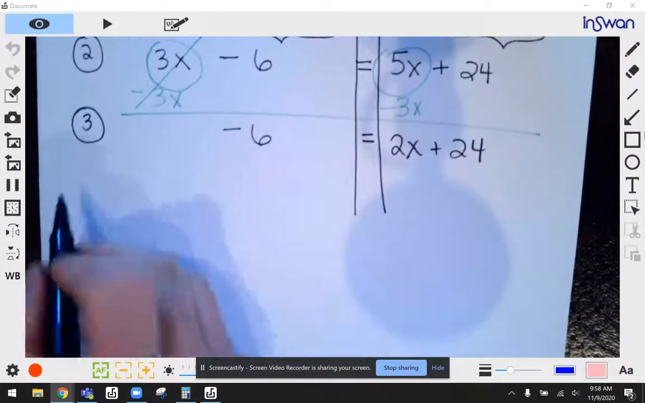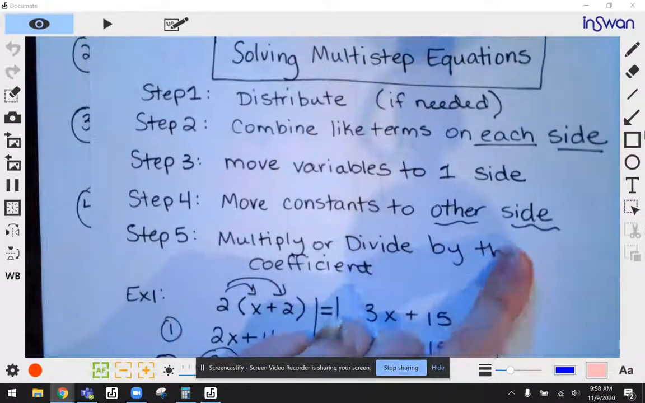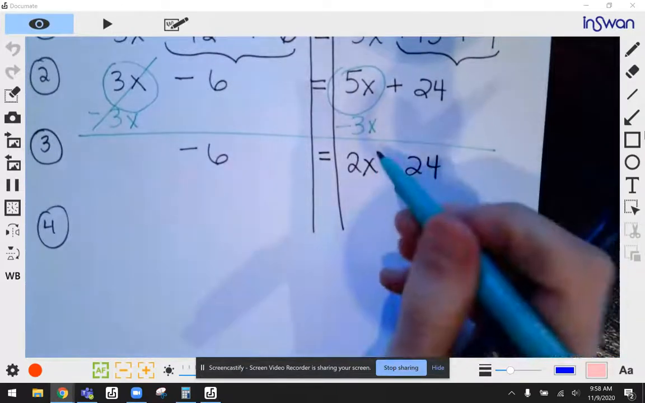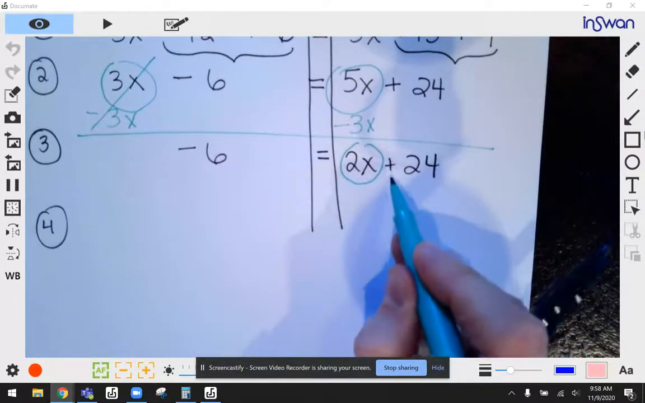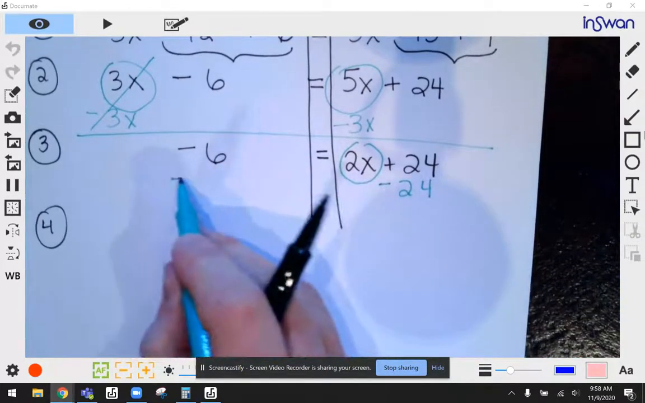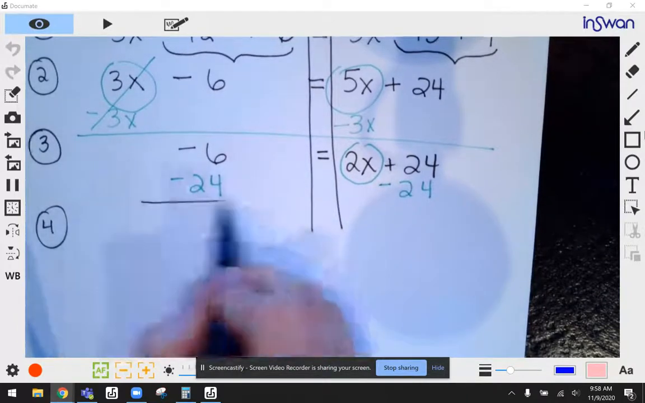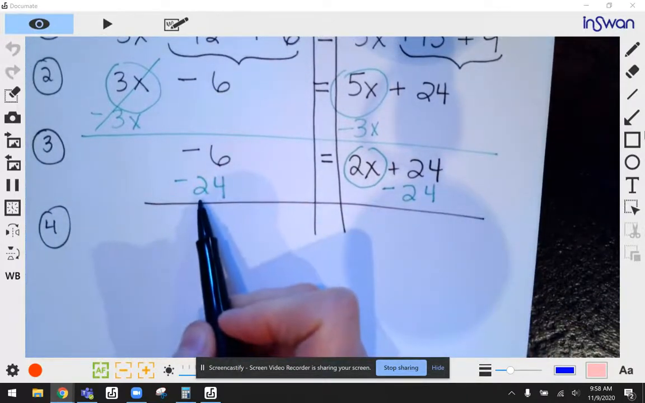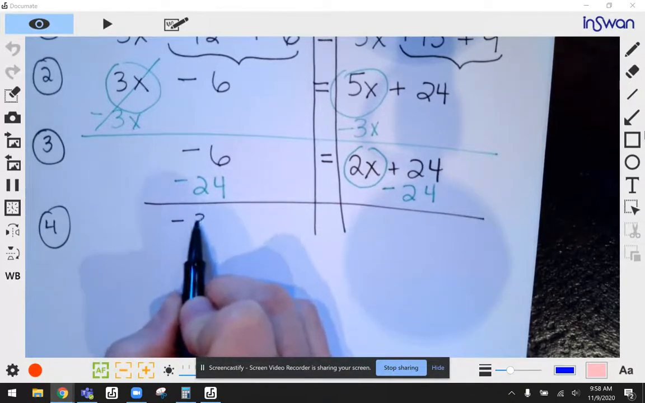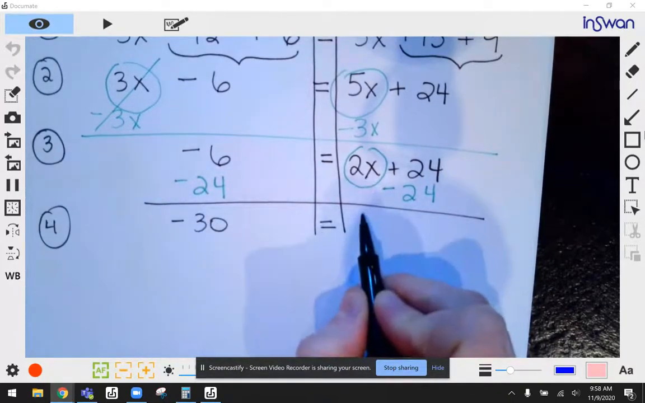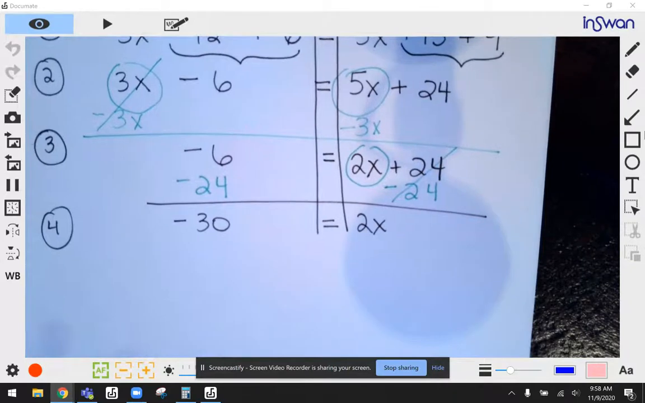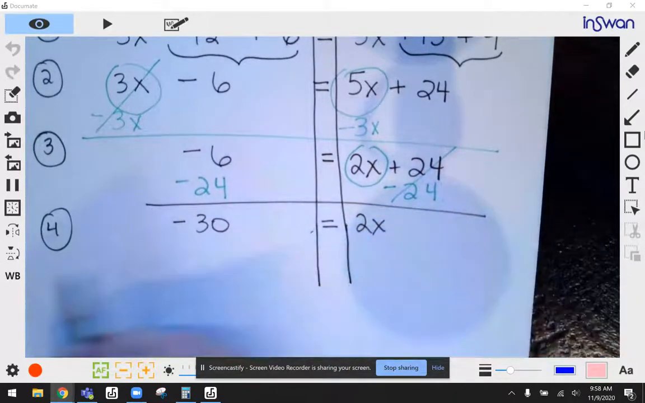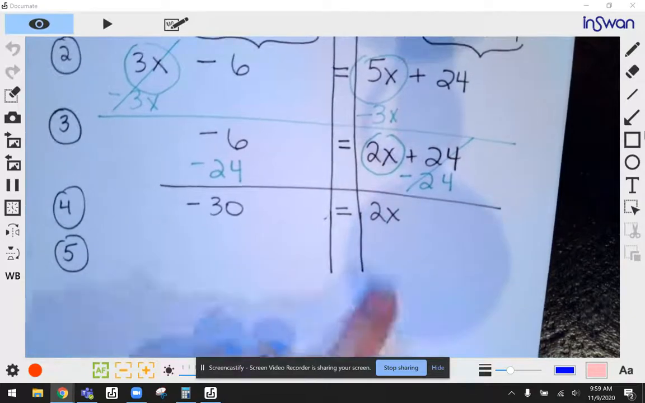Okay, now I'm ready for step 4. Step 4 says move constants to the other side, so away from the variable. So here's my variable. I want to get this constant to the other side away from it. So I'm going to do the inverse. I'm going to subtract 24 from both sides. Okay, negative 6 minus 24 is negative 30 equals my 2x stays, and then 24 minus 24 is 0. That cancels.